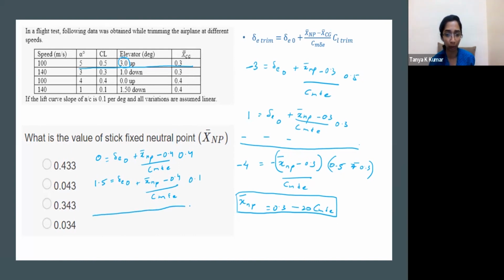Similarly, we subtract the bottom equation from the above equation and we get a similar relation. I'm just going to write the final relation. X bar NP is 0.4 minus 5 CM delta E. Okay.